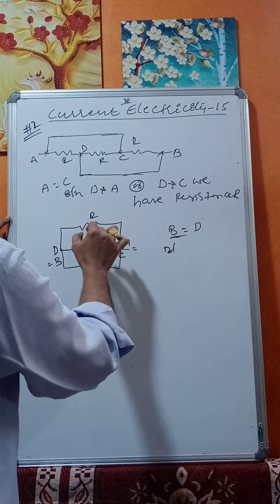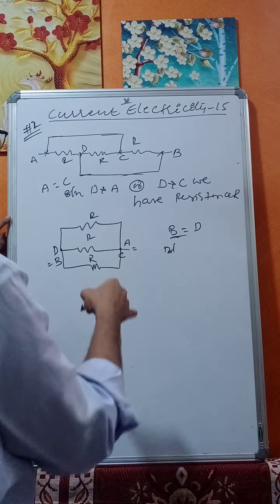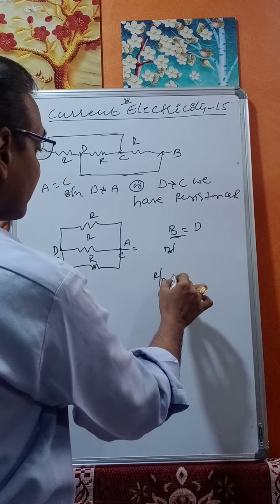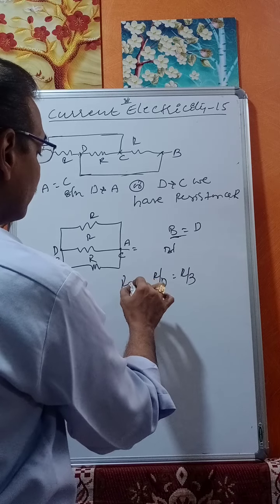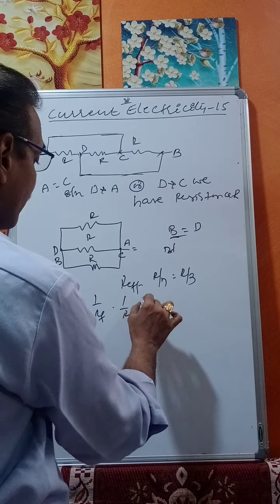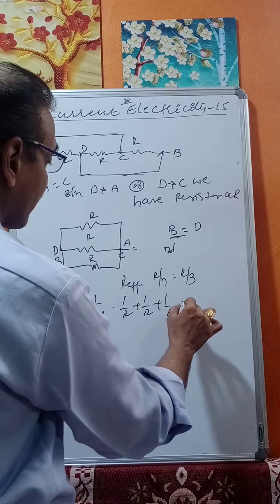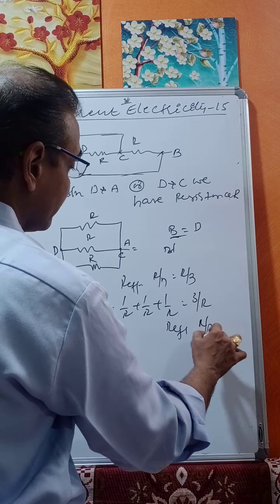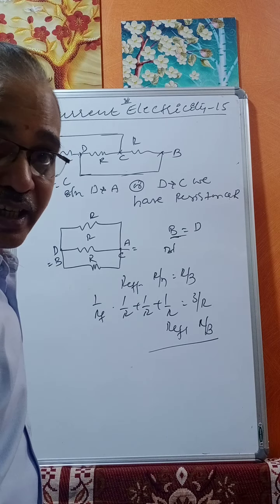Therefore, this becomes R, R, R. Three R's are in parallel. Then what is the effective value? R by N, so R by 3 is the effective value. Effective 1 by R is equal to 1 by R plus 1 by R plus 1 by R, that is equal to 3 by R. Therefore, R effective is equal to R by 3.